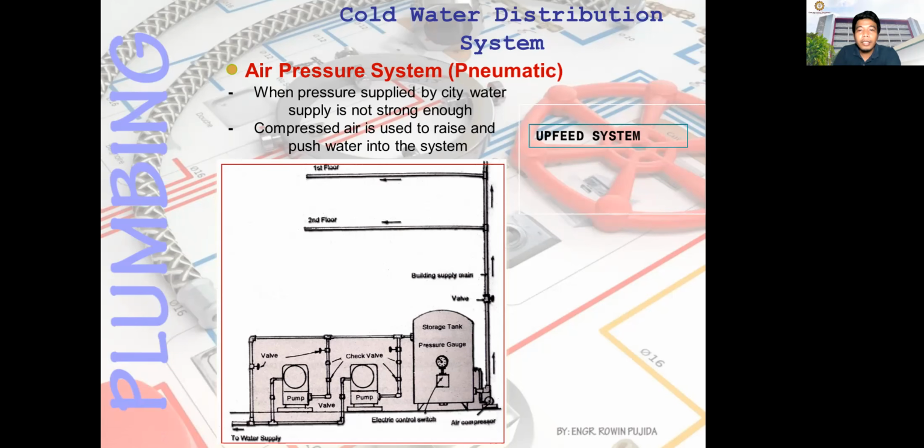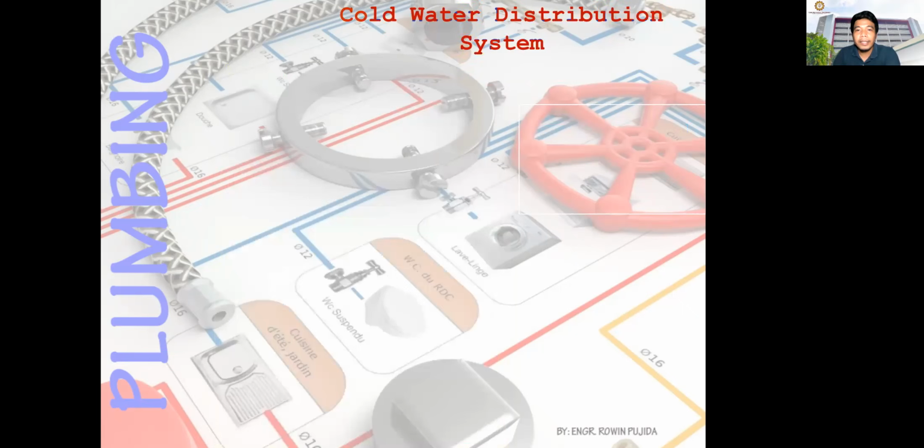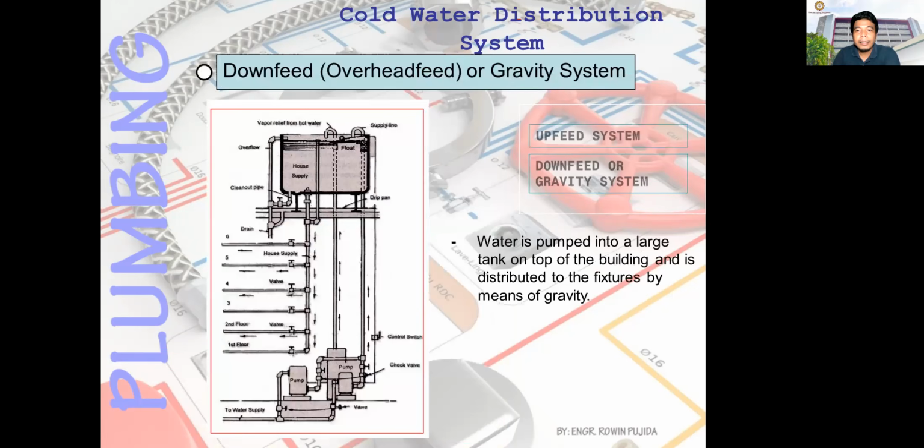Compressed air is used to raise and push water into the system. Next, we have the downfeed. So you have the overhead or the gravity system. Water is pumped into a large tank on the top of the building and is distributed to the fixtures by means of gravity. So also, you need the pump to pump the water to your overhead tank. And then you distribute it by gravity.